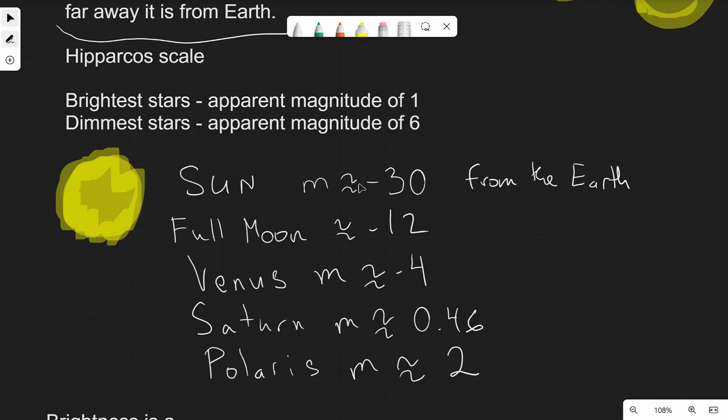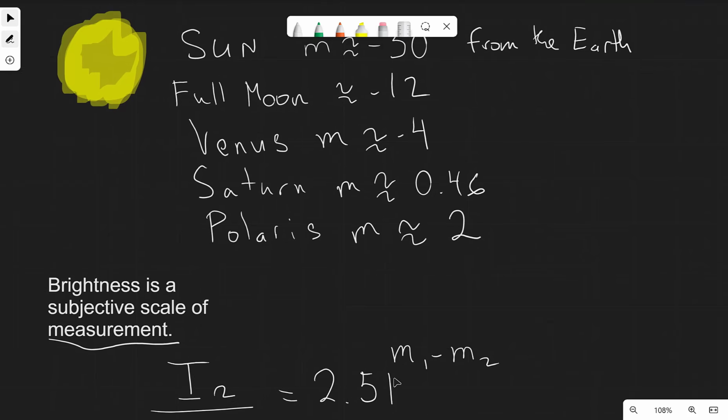For instance, the Sun has an apparent magnitude of around minus 30. A full moon will be somewhere around minus 12. Venus will be around minus 4, Saturn around 0.46 on average, Polaris, the North Star, around 2. So you can see that the really negative numbers are very, very bright, and the bigger positive numbers are very, very dim. Well, remember though, brightness is a subjective scale of measurement, and this is really, really important. It depends on things like the distance, and you can have two measurements which may not necessarily be the same. For instance, if Venus is a little bit closer to the Earth, it will appear brighter.